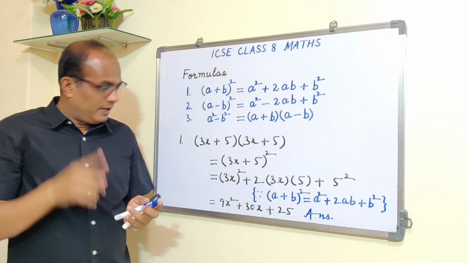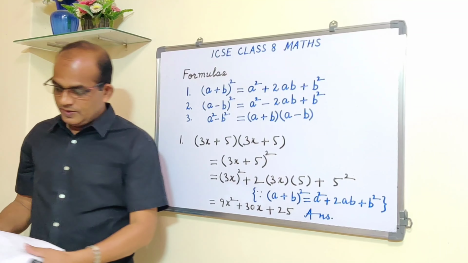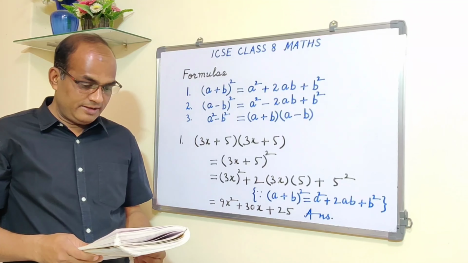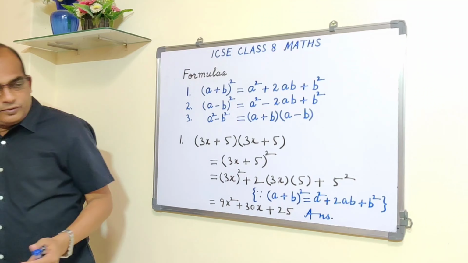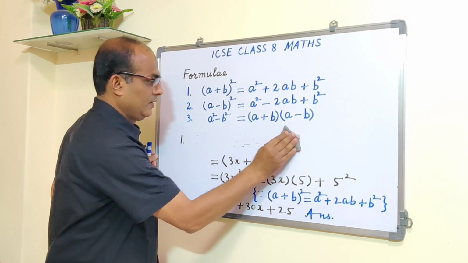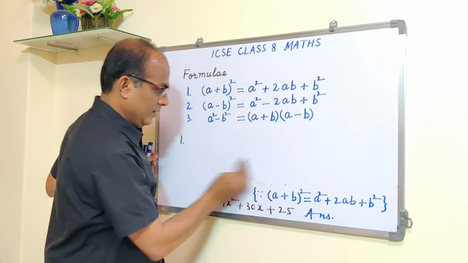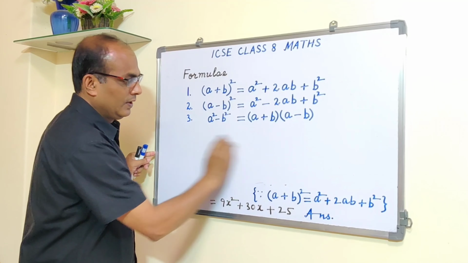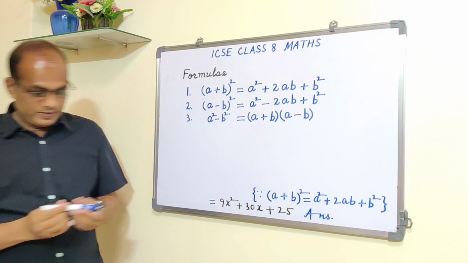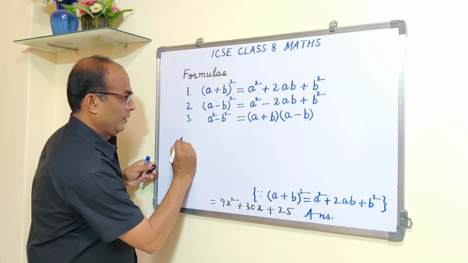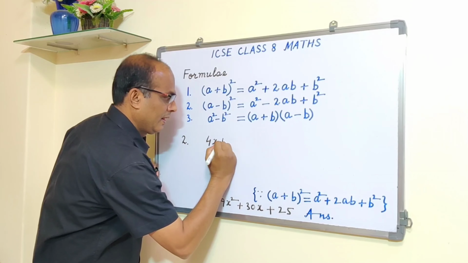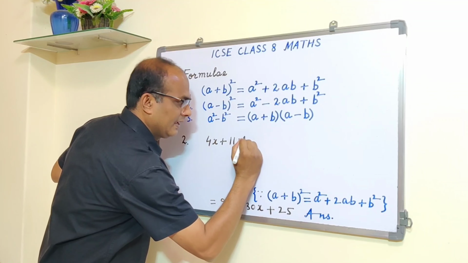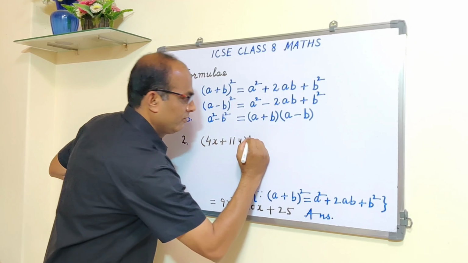Clear? Now one more question. Now the next question I am taking is 4x plus 11y in one bracket and 4x minus 11y.